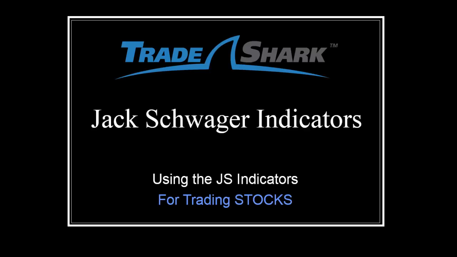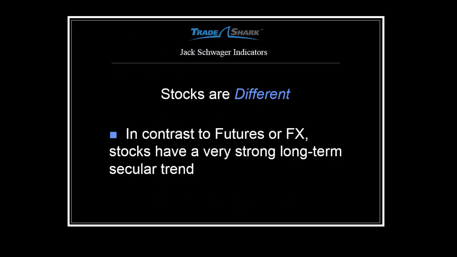In this video, we're going to take a look at applying the Jack Schwager indicators to stocks. Now, there are several key differences between stocks and other markets. First, and most important perhaps, in contrast to futures or FX, stocks have a very strong long-term secular uptrend, whereas FX or commodities tend to move over time in very, very broad trading ranges. Now, there may be significant trends within those trading ranges, but essentially, especially once prices are adjusted for gaps and rollovers, prices tend to move in a very broad sideways pattern.